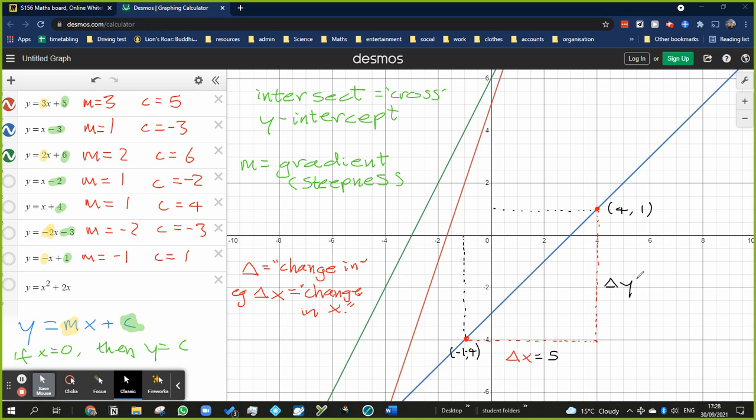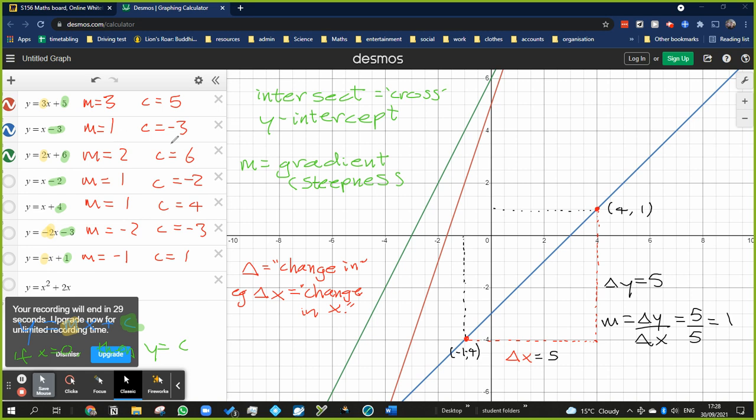The change in y goes from -4 to 1. So the change in y is also 5. M is equal to the change in y over the change in x. In this case, it's 5 divided by 5, which is 1. And if we have a look at the blue line, m is 1. So that is how you calculate the gradient, okay? And just remember that if it's a negative gradient, the answer should be negative, okay?